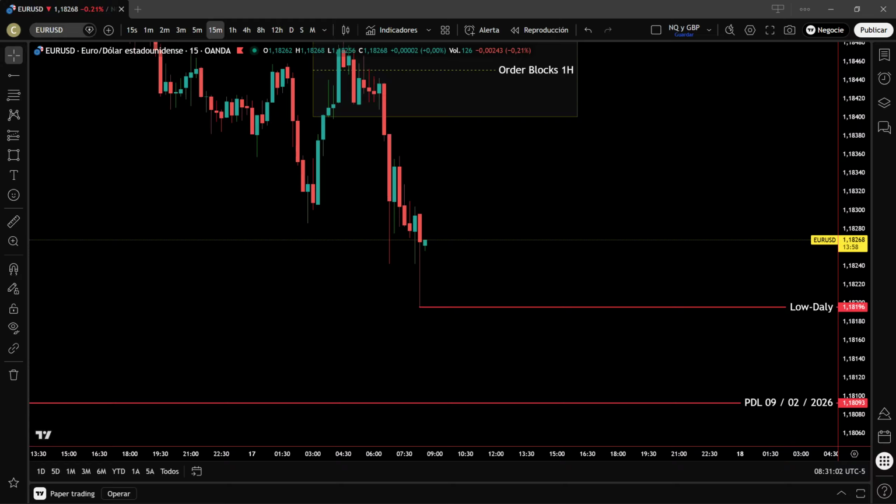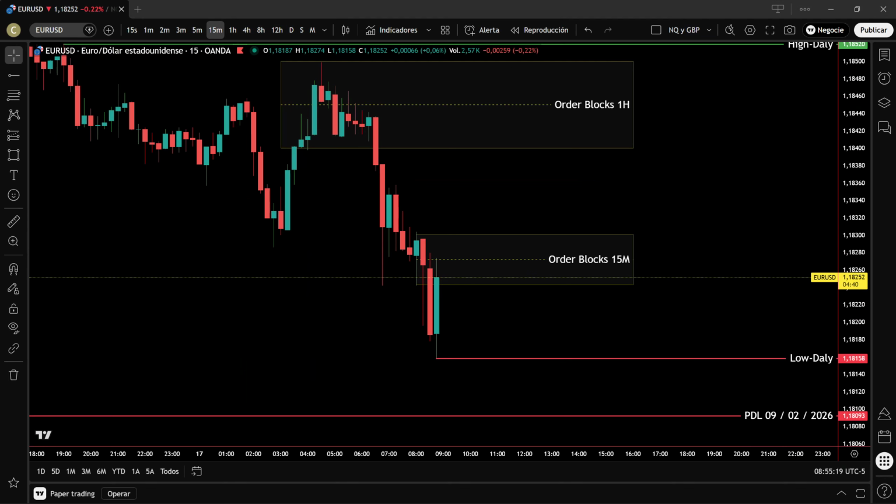Now that price has cleared the immediate lows, our attention shifts to the next external liquidity target, the February 9th PDL at 1.1809. There are no signs of a bullish reversal yet, the order flow remains bearish, and price seems magnetized toward those historical support levels we marked at the beginning of our analysis.